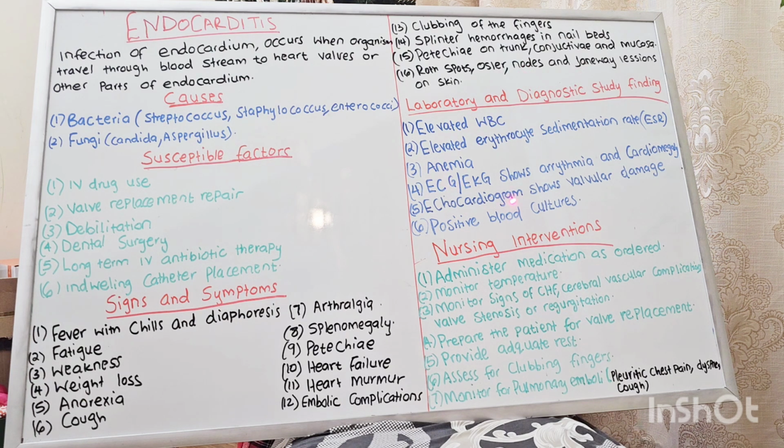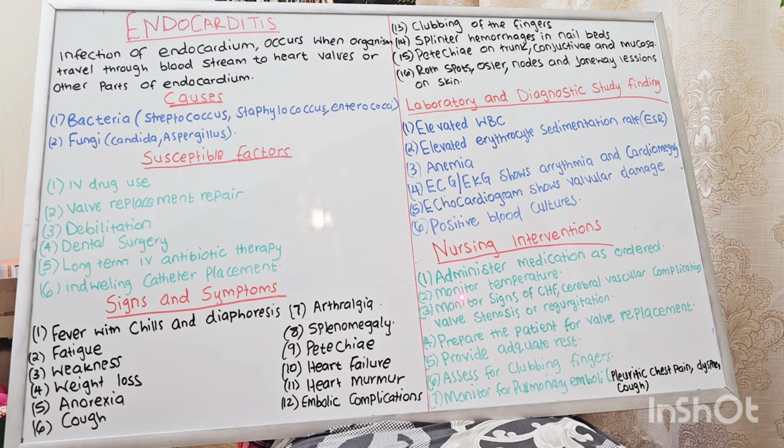Now let's discuss laboratory and diagnostic study findings of endocarditis. WBC will be elevated. Also elevated erythrocyte sedimentation rate, ESR, and anemia. ECG or EKG will show arrhythmia and cardiomegaly. Echo will show valvular damage, and then positive blood cultures.